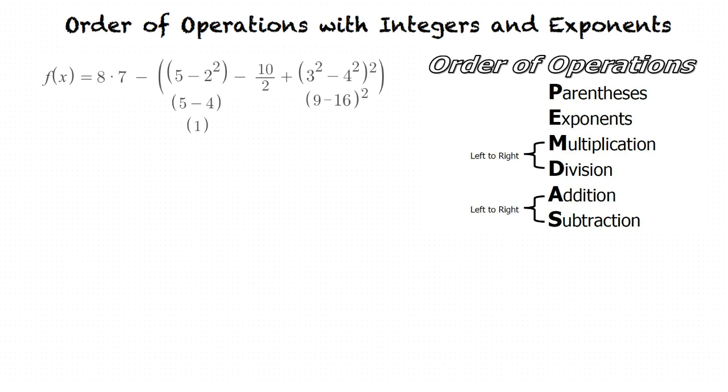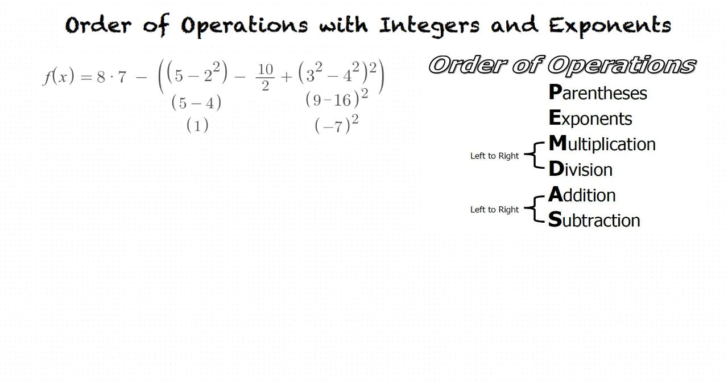9 minus 16, all squared. Wait, what about the exponent on the outside of the parentheses? Doesn't that come before subtraction? Good observation. However, they are on the outside of the parentheses, and in order of operations, inside the parentheses come first. So after we do the 9 minus 16, which gives us negative 7, we can then move on to the exponent on the outer parentheses.